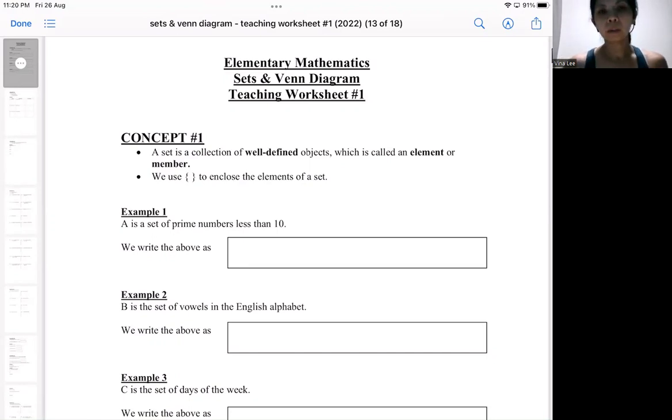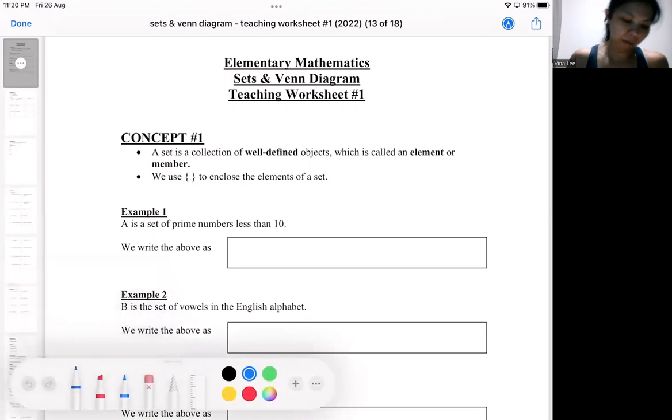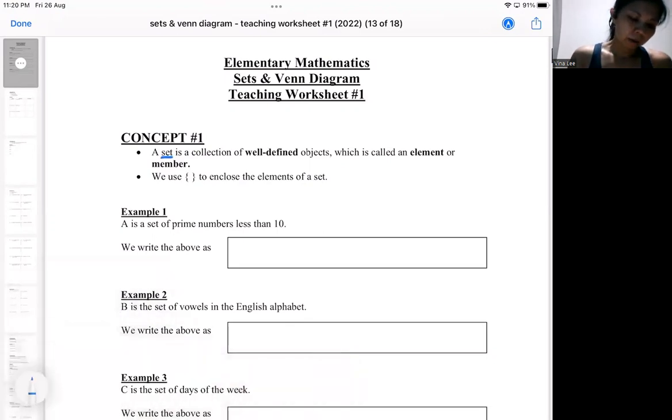When we define a set, a set is a collection of well-defined items. What do we mean by well-defined? We need to define the items that we want very well, so that we don't have any ambiguity. Later on we'll come into a bit more idea on being well defined, but at this moment, we will just take it as everything is well defined.